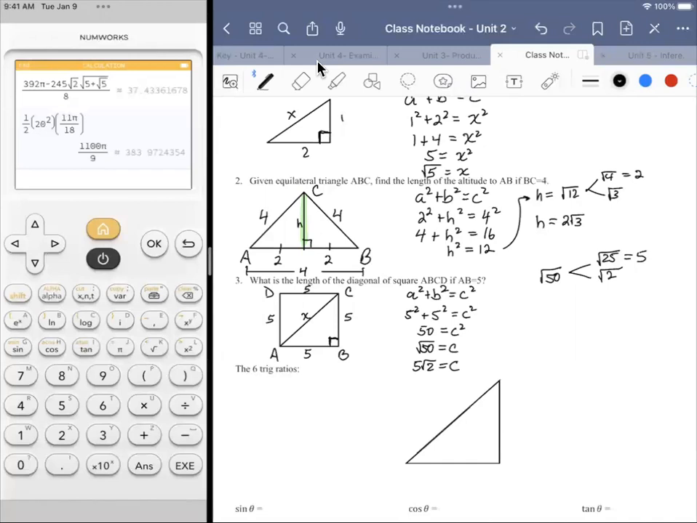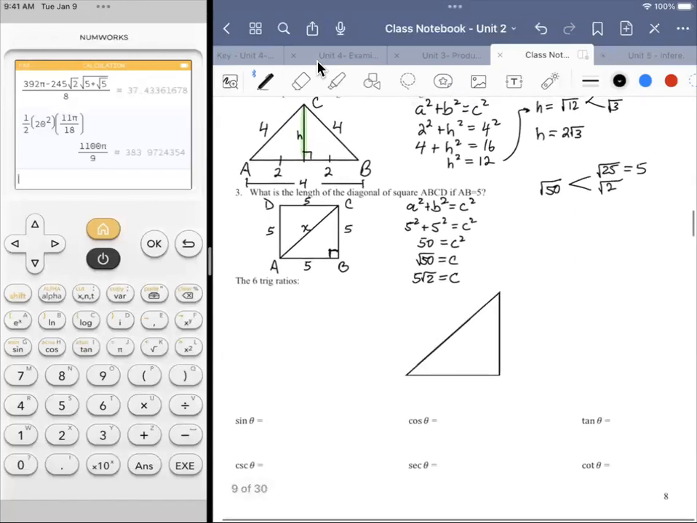Now, the 6 trig ratios, they all relate the measures of the sides. Okay, so I'm going to diagram this up. I'm going to call this some angle theta. And for trig ratios, you can work in radians or degrees. Just be mindful of what the question's asking. Sometimes it'll say radians, sometimes it'll say degrees. So you need to be flexible enough to go both ways.